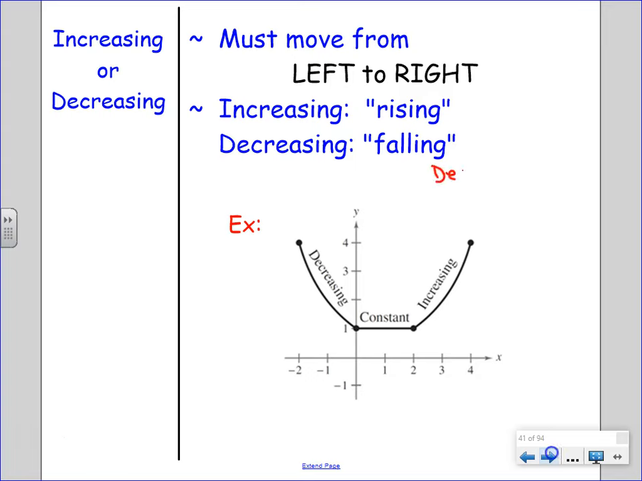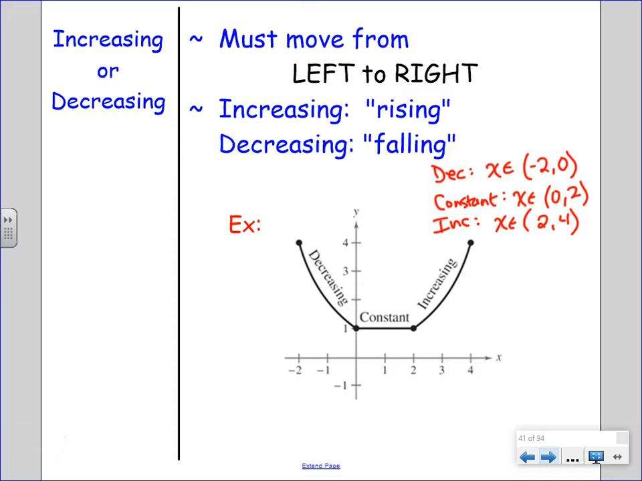So how would I state it? I could state the function is decreasing, x is within -2 to 0. We always use the x values. That whole time, we're just going to keep it open for all of these. We can say constant, x is within 0 to 2. We use the x values to describe. And we're going to say increasing, can you guys tell? 2 to 4. Just showing you other uses for interval notation.